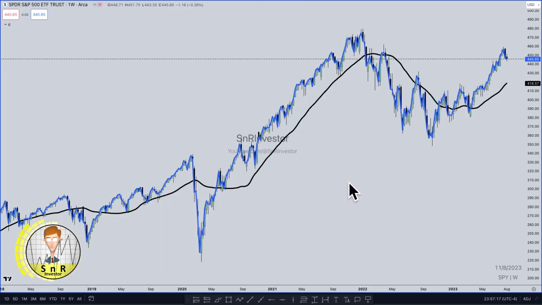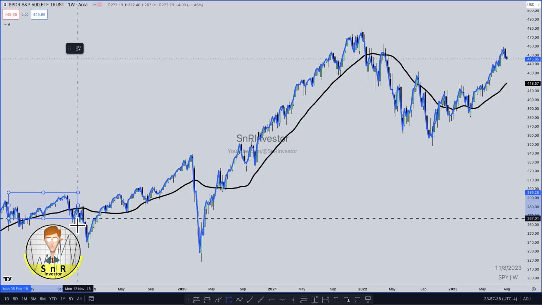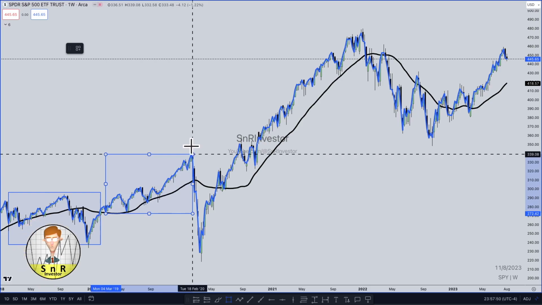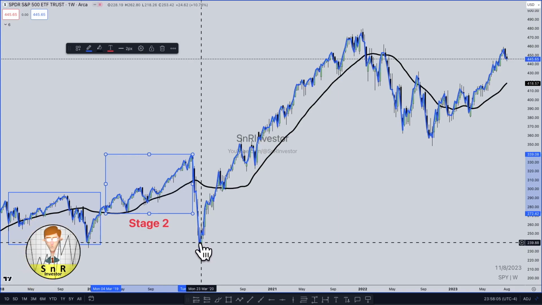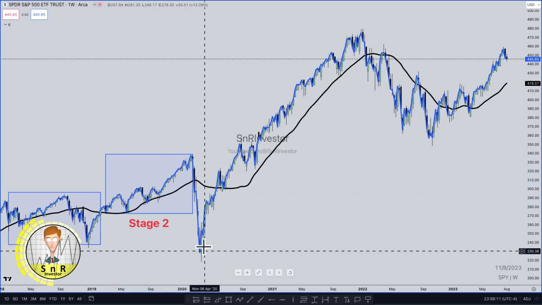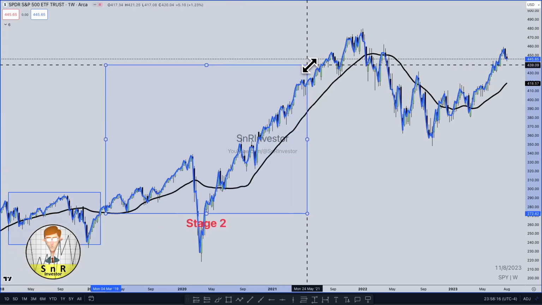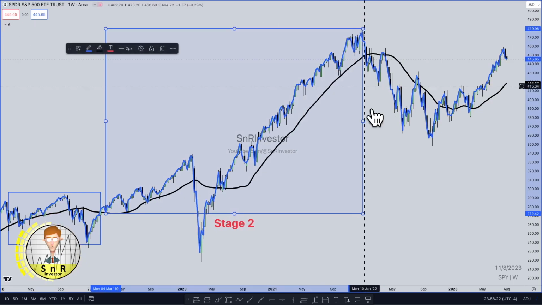Okay, now we shall look at the S&P 500 chart. So now I will start to mark out the stages. So we have a stage 1 over here, stage 2 over here, a very quick drop that we can ignore. This is during the COVID panic, so if we ignore that drop and let's assume that the trend continues, we have our stage 2 up all the way to here.